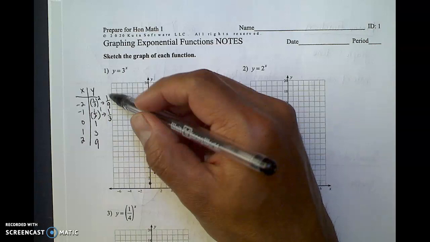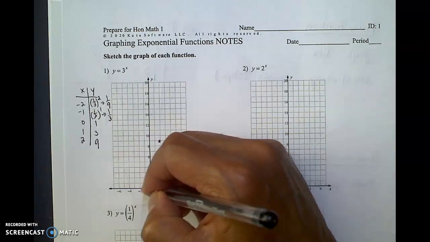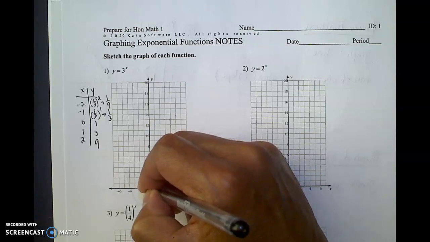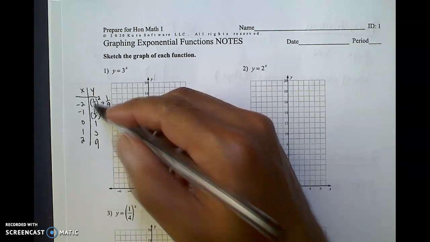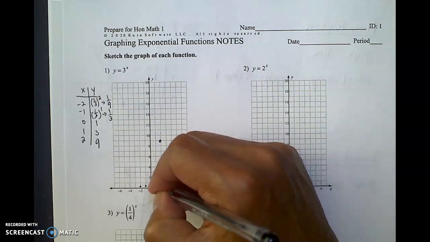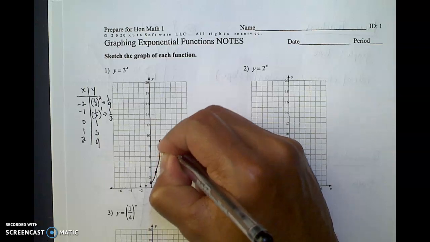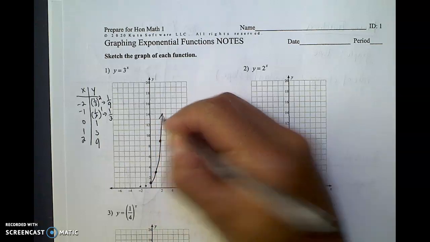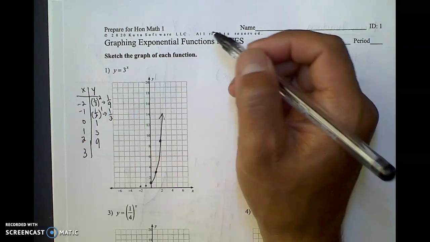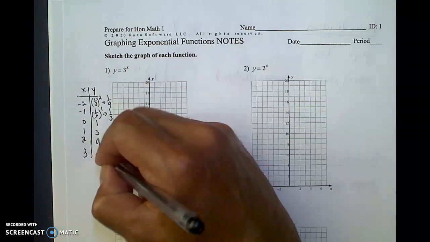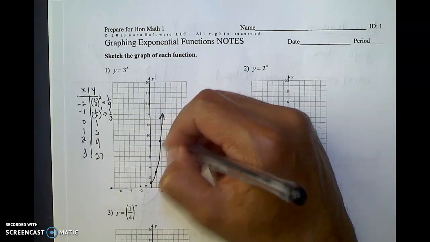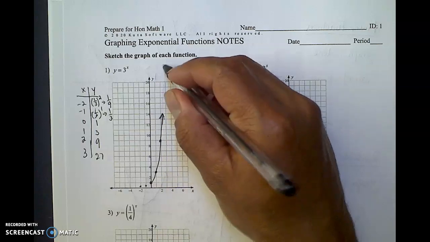Right. We get the fractional ones, so we got negative 1, 1/3, which is really close here to the x-axis. And then negative 2, 1/9. So now as we go to the right here, if we were to plug in 3 for x, 3 cubed would be 27. So this is going to shoot up pretty quickly once we get past 2, 9, right? At 3, that's going to shoot way up to 27.